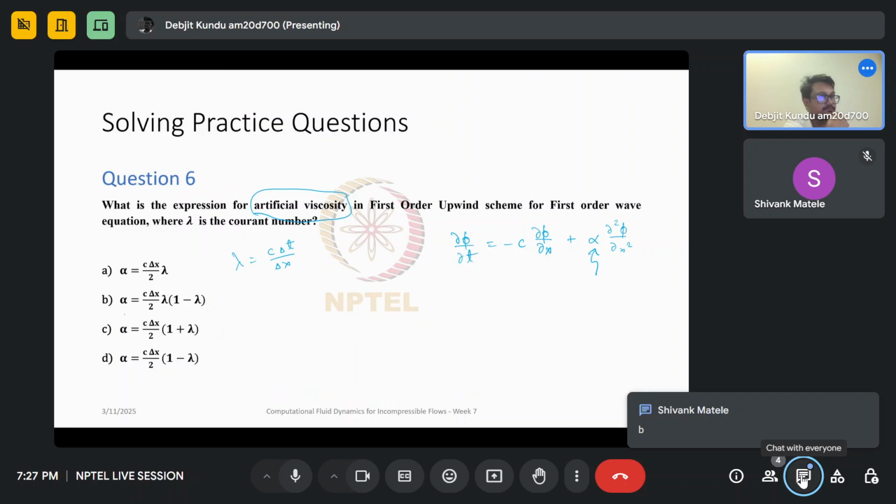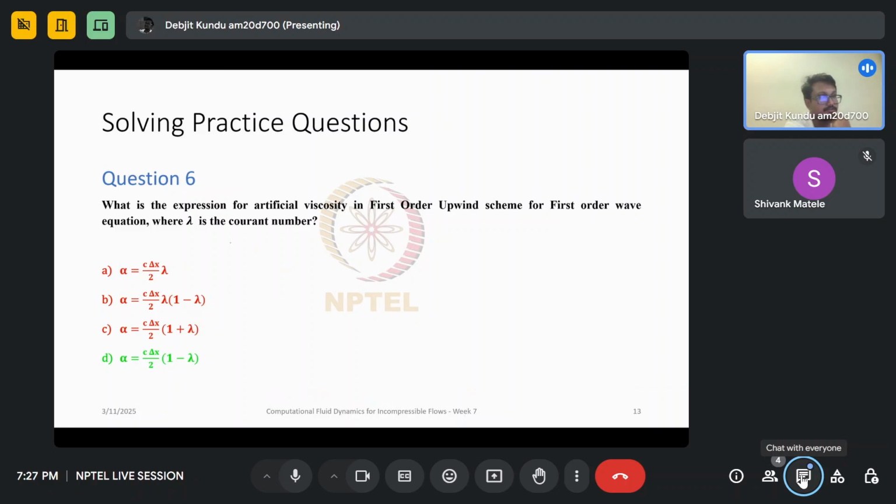Option B. Okay, so let's take a look at the solution. It's actually option D, close enough. So this comes from the derivation. This is what appears as the artificial viscosity. And as it turns out, for lambda exactly equal to 1, this artificial viscosity vanishes and you don't get the errors associated with it.